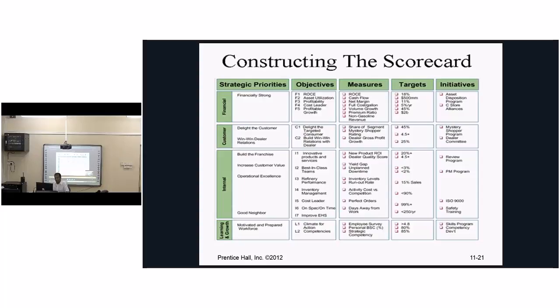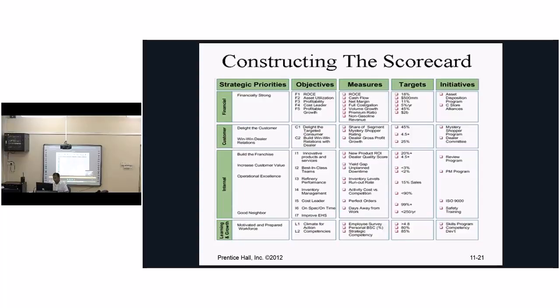So you measure the performance from the customer perspective. Objectives are delight the customer, build win-win relationships with dealers. If you are dealing with a dealer or third party to deal with your end customer, build a win-win relationship with your dealer. That is your objective. So how do you measure? Share of segment, market share measurement. Mystery shopper rating. You run a mystery shopper program and you get a rating. You want to achieve a particular 4.5 rating. Dealer gross profit growth of 25%.